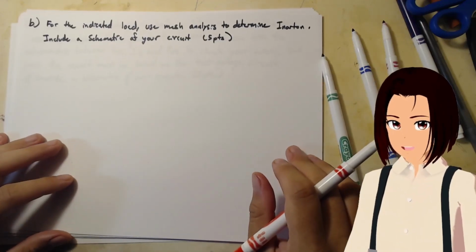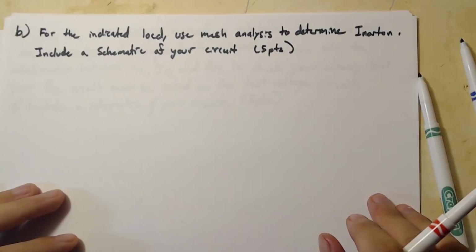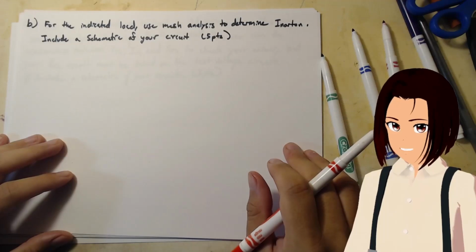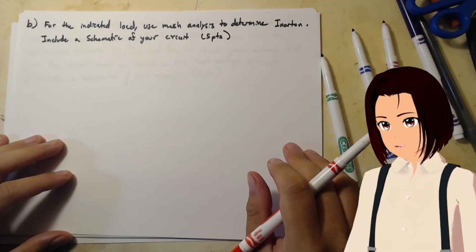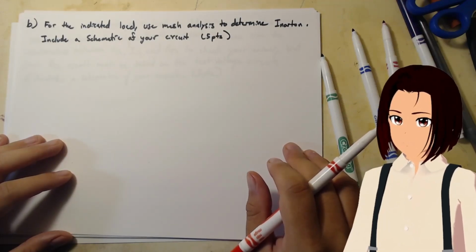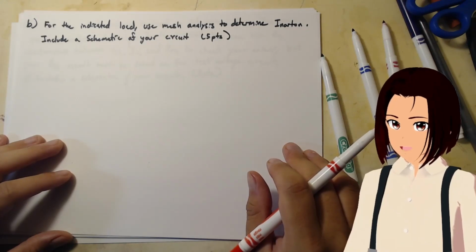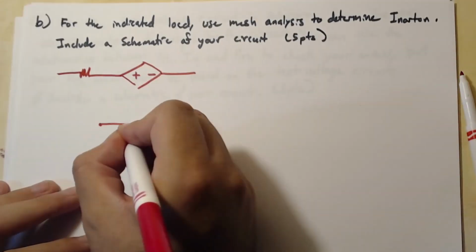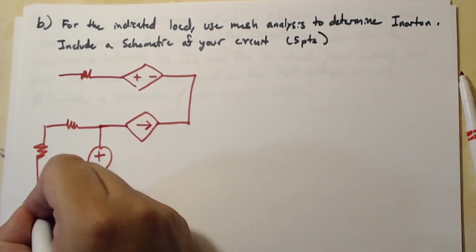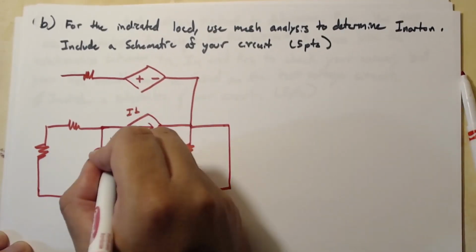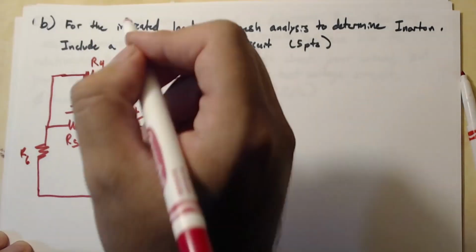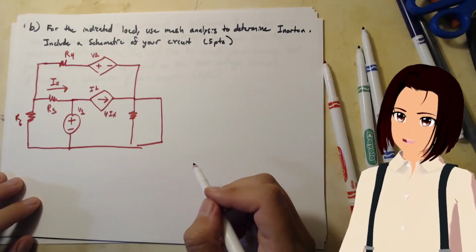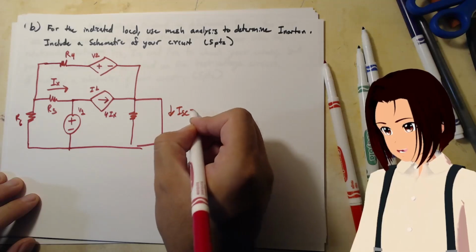Part B asks, for the indicated load, use mesh analysis to determine I Norton. Include a schematic of your circuit. 5 points. So to find I Norton, if you remember the Thevenin concept, I Norton is I short circuit. So you just take the load and short it, and then you can find I Norton. So let's do that. Here's the circuit. I short circuit is I Norton.